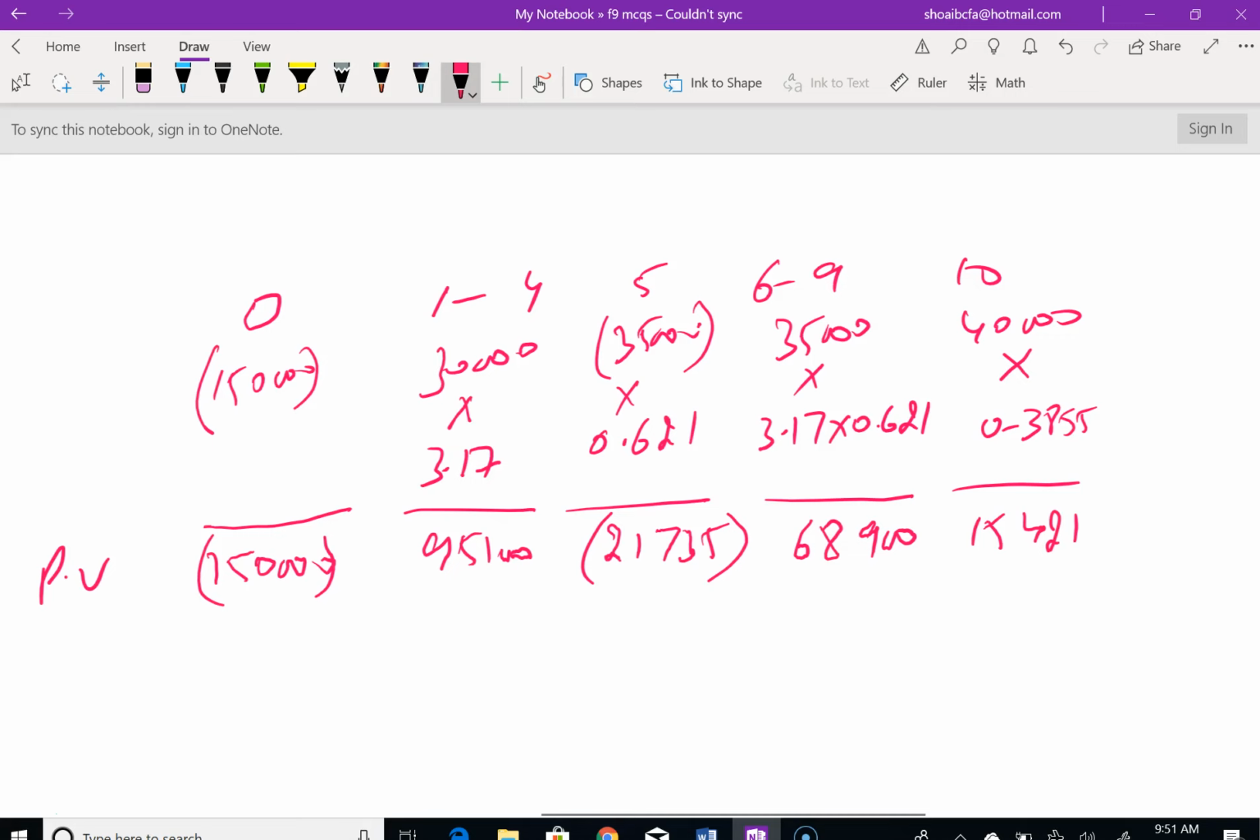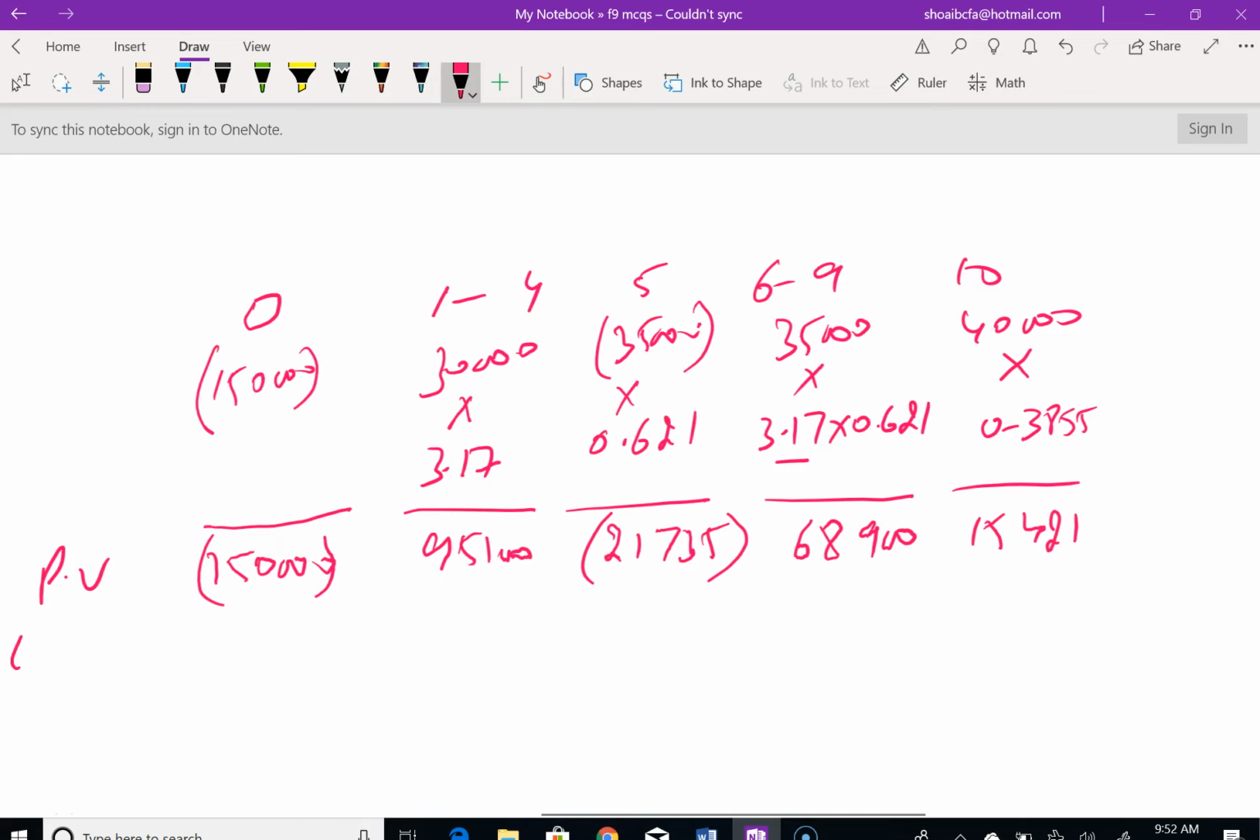Then again in years 6 to 9, there is an inflow of 68,900. This is the NPV factor of 4 years. And obviously, the cash flow has started from year 6, so we should apply the discount factor of the previous year in order to get the present value. In year 10, there is an inflow of 40,000. This is a single cash flow, so that's why we will discount it with the relevant discount factor.